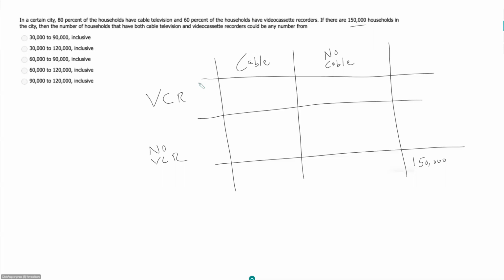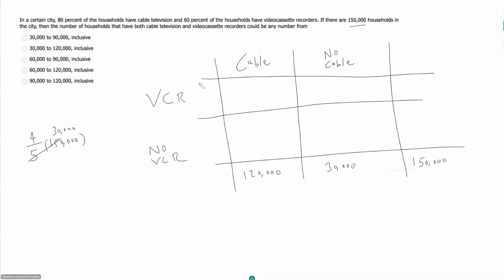And then they say 80% have cable TV. So 80% is 4/5. So 4/5 of 150,000. So that's 30,000. So 4 times 30,000 is 120,000. And those are the households that have cable, which means 30,000 don't have cable.